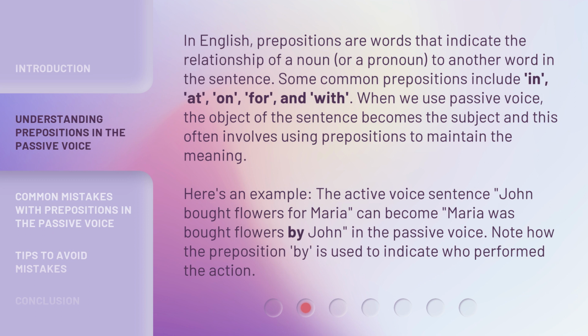When we use passive voice, the object of the sentence becomes the subject, and this often involves using prepositions to maintain the meaning. Here's an example. The active voice sentence, John bought flowers for Maria, can become Maria was bought flowers by John, in the passive voice. Note how the preposition by is used to indicate who performed the action.